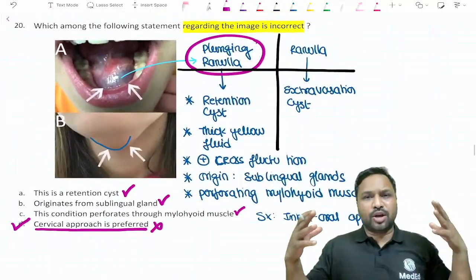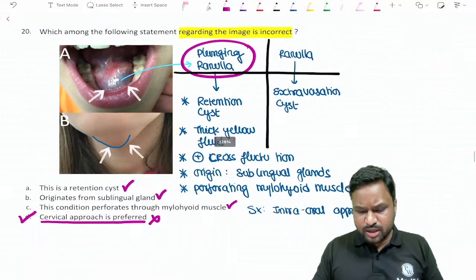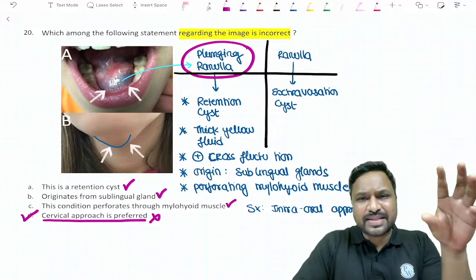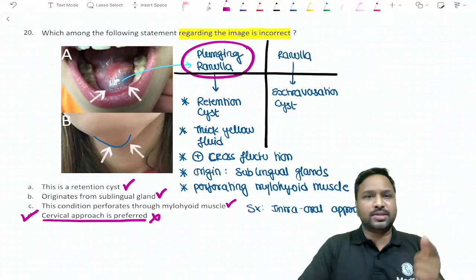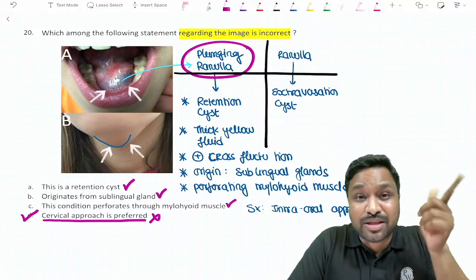Now, nowadays, you get a lot of clinical questions relating to general surgery, and they've been asking a lot in terms of general per se. One of the best examples is intraoral swellings. There are two swellings. You can see one swelling which is under the tongue, another one is extending. What is it? Is it a ranula or a plunging ranula?